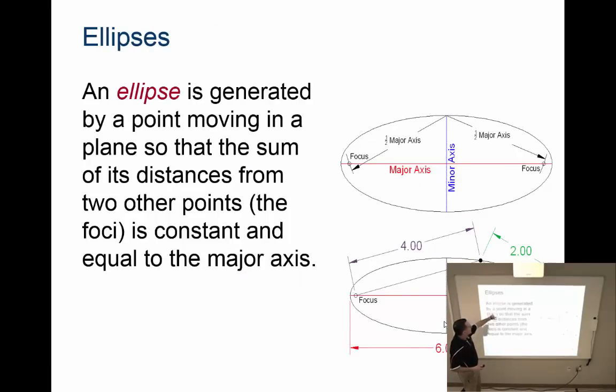Let's talk about the ellipse then. It's generated by a point moving in a plane, so the sum of its distances from two other points, which would be the foci, is constant. So the foci are located here.